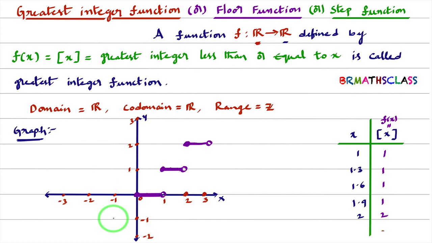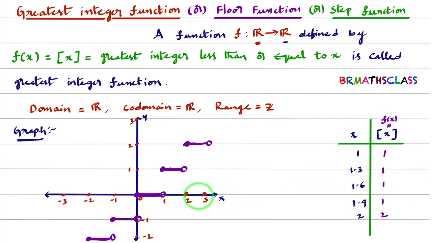If I further continue this graph, you will get a graph like this. You see? And the left side is a closed circle and on the right side you need to draw an open circle. That means this point is not included. Further, if we continue this, the graph will be like this. It is important to remember how the graph of greatest integer function is. It is not compulsory to write these values and to draw the graph.